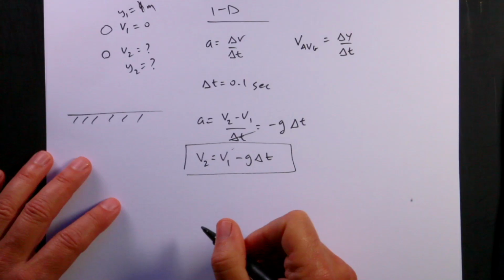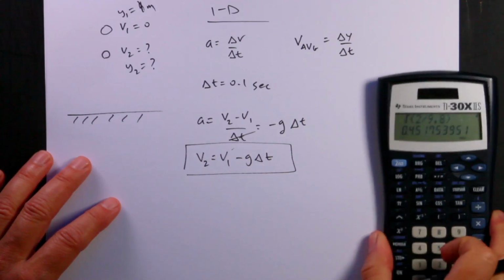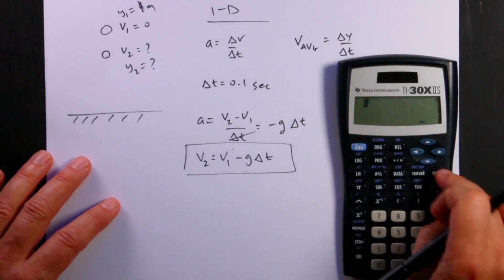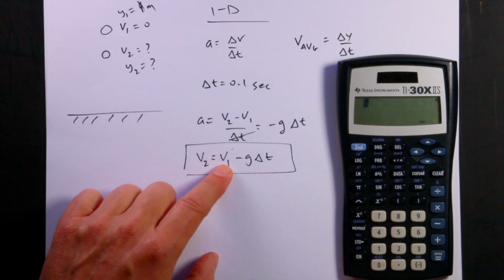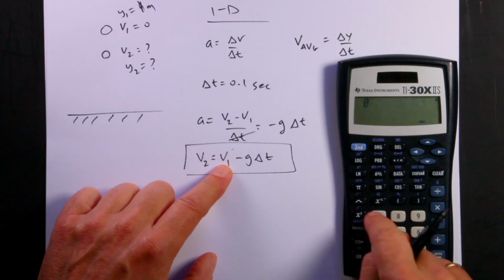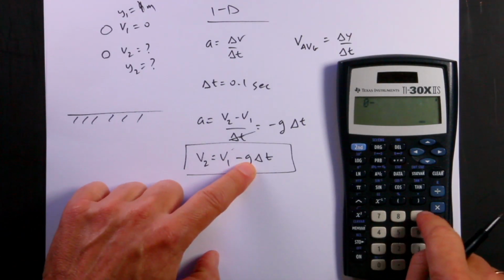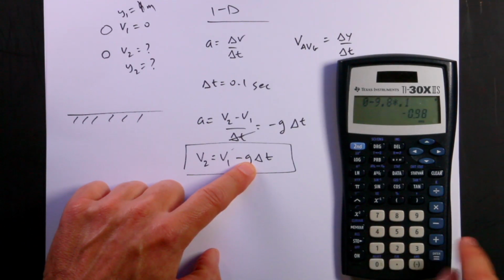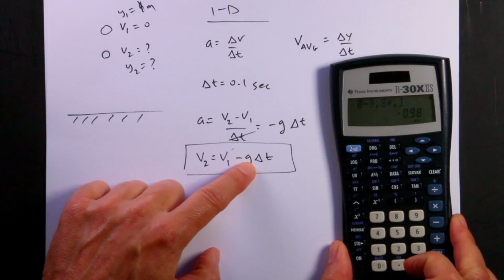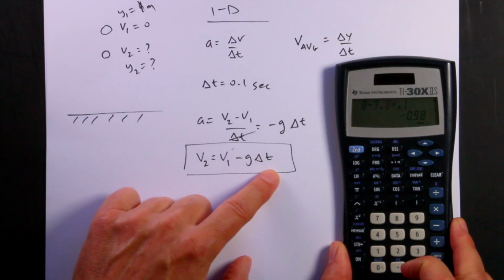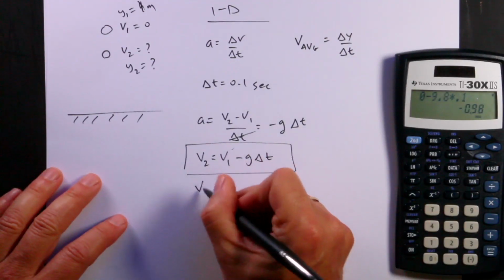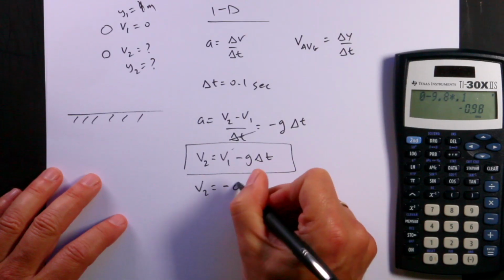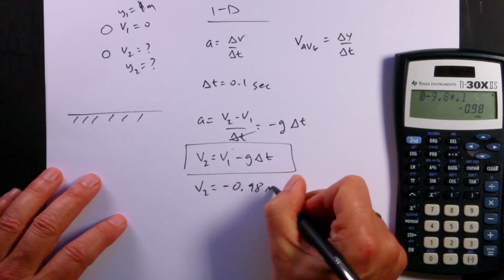So let's go ahead and find that velocity. I'm going to pull over my handy dandy calculator. I'm going to say v1 is 0. Let's go ahead and put that in. 0 minus 9.8 times 0.1 equals. I get negative 0.98. So that's v2 equals negative 0.98 meters per second.